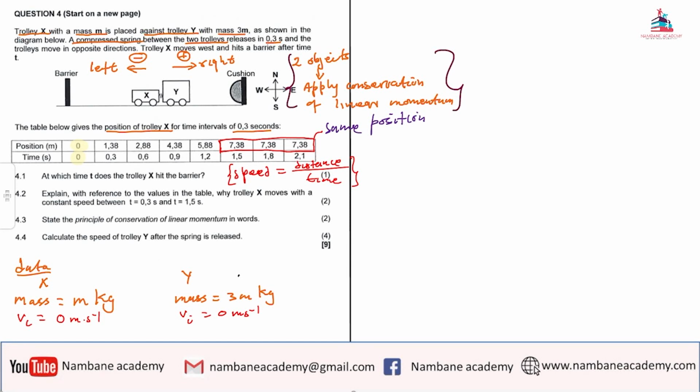Now let's check. At which time t does trolley X hit the barrier? We are now at 4.1. We have said it is hitting it at 1.5 seconds, because from 1.5 seconds it is no longer moving in any direction, with no change in the position itself.